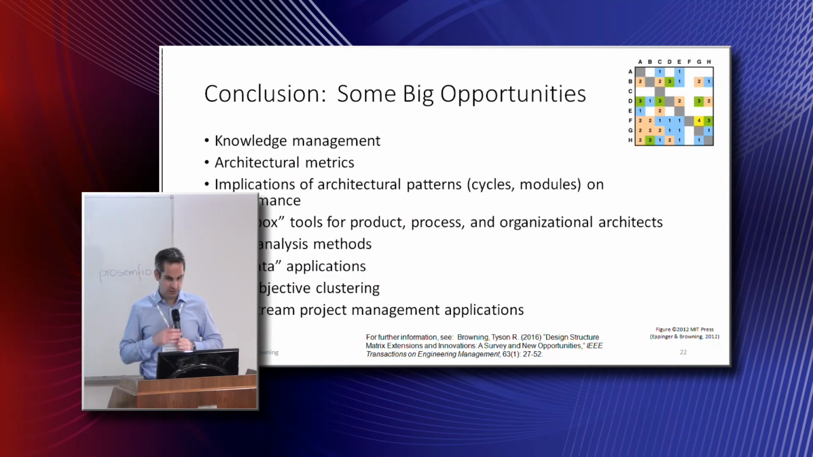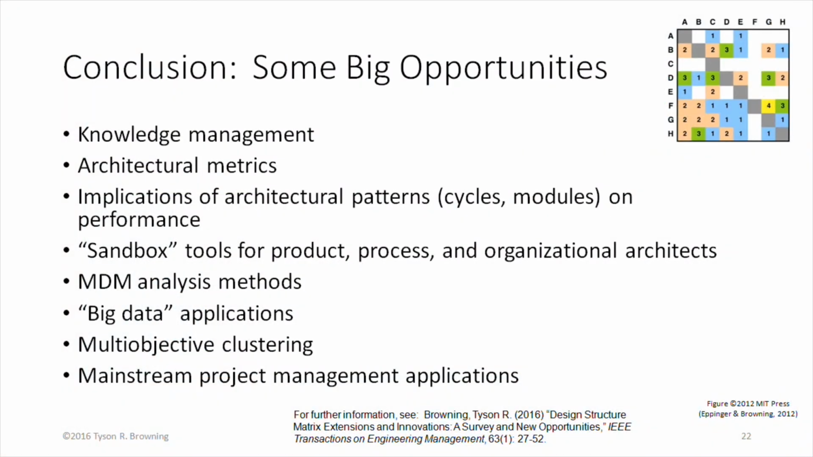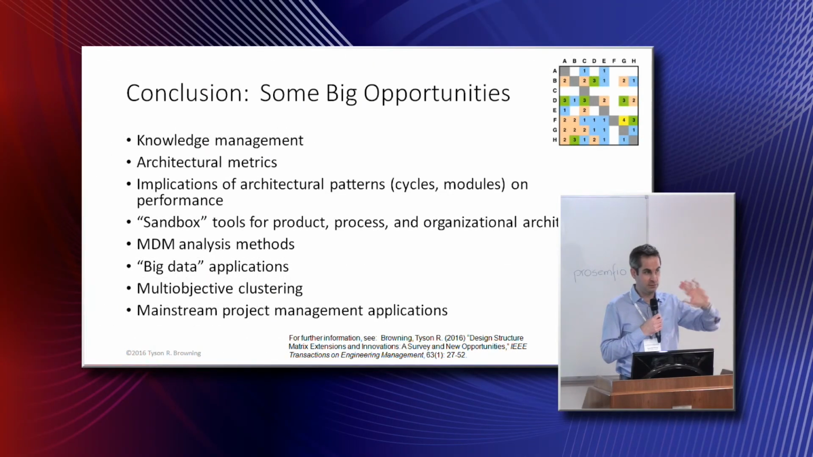So the conclusion here, some big opportunities. I've gone through a bunch of these in the presentation. I think knowledge management, using DSM as kind of the tip of the iceberg, the front-end user interface for people to access much more extensive knowledge about products, their components, their relationships, processes, tasks, flow relationships. I think there's a lot of possibilities in those metrics, scale-free metrics, effort versus model accuracy type metrics. A lot of opportunities there.